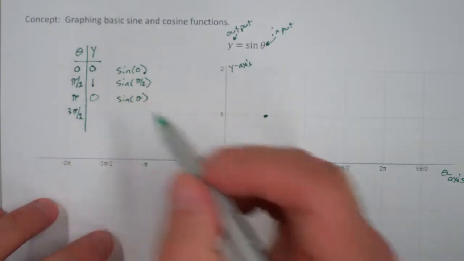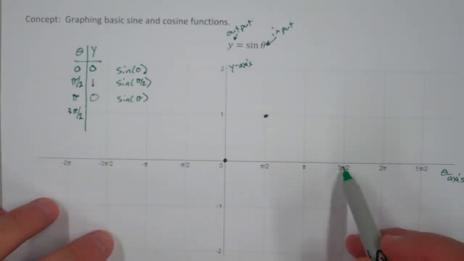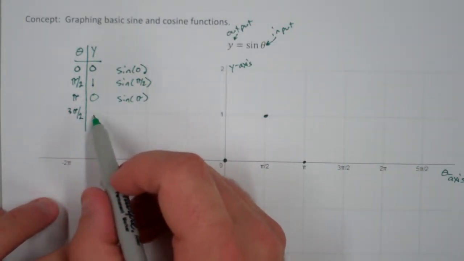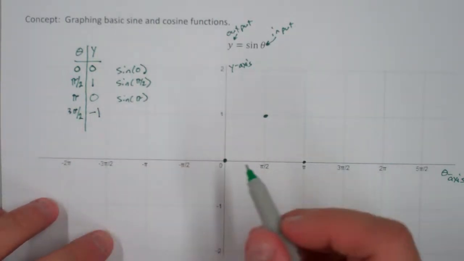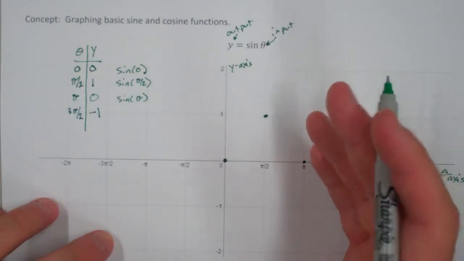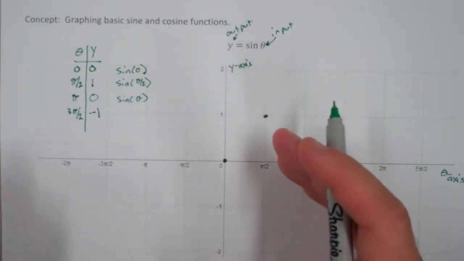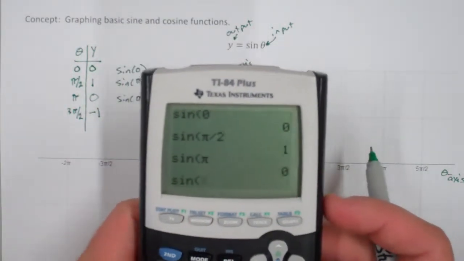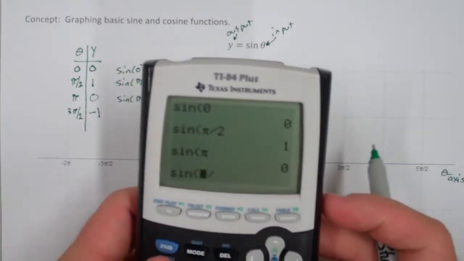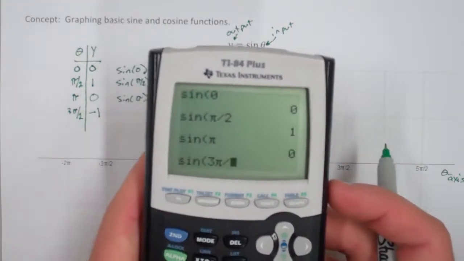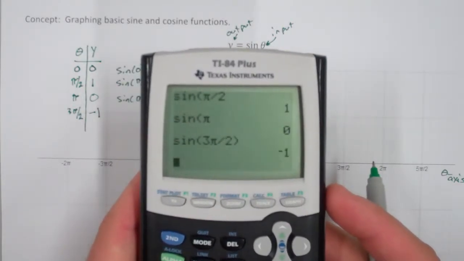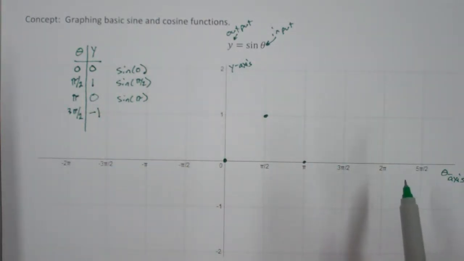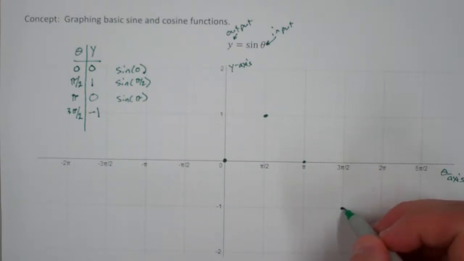3 pi over 2 is the next angle, that's 270 degrees. And we forgot to plot pi, 0, so pi, 0 is right here. And at 3 pi over 2, the sine is going to be negative 1. If you looked at your unit circle, you would see a coordinate of 0, negative 1, and the sine is y over r. You can also double check your work by typing in the sine of 3 pi divided by 2. And you'll note that it's negative 1. So all we're doing here is we're building a table of values and plotting the points. 3 pi over 2 is negative 1.